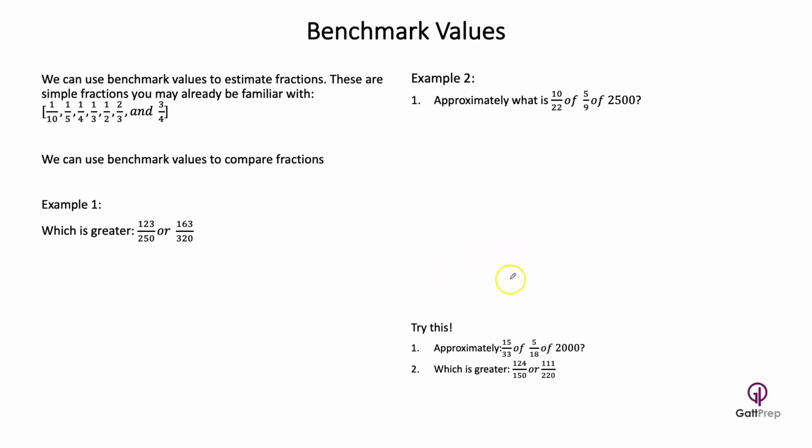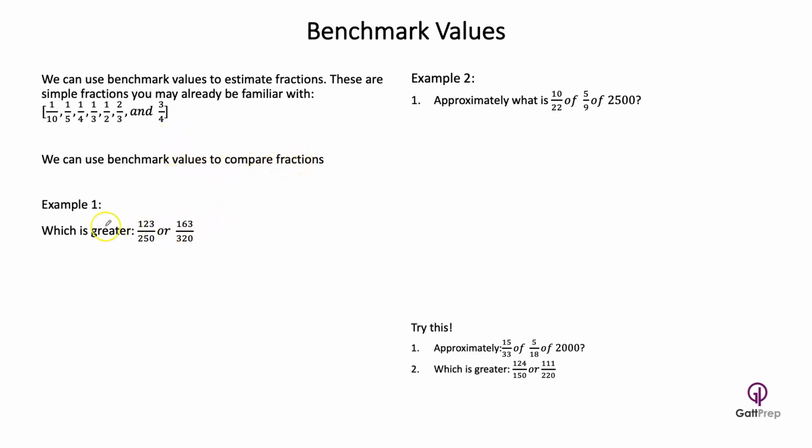Now we turn our attention to benchmark values, and here we're going to learn how to see numbers and approximate. We can use benchmark values to estimate or approximate fractions. These are simple fractions you may already be familiar with: 1 over 10, 1 over 5, 1 over 4, 1 over 3, 1 over 2, 2 over 3, and 3 over 4. We can also use benchmark values to compare fractions.